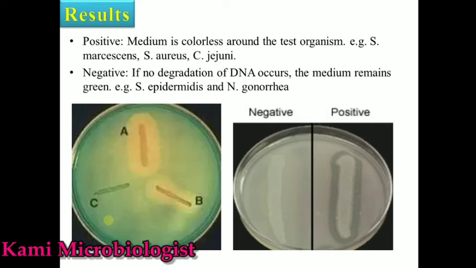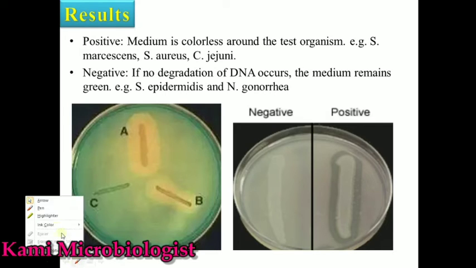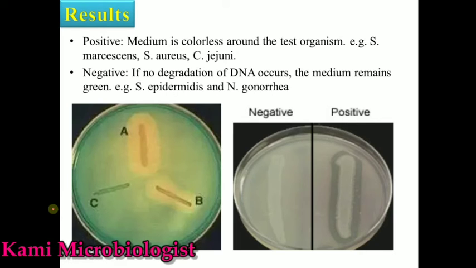Now what type of result do we get on this media? Remember guys, for a positive result, the medium is mostly colorless around the test organism. The positive bacteria are Serratia marcescens, Staphylococcus aureus and Campylobacter jejuni. For a negative result, the DNA is not degraded, and so the medium remains green. The negative organisms are Staphylococcus epidermidis and Neisseria gonorrhoeae.